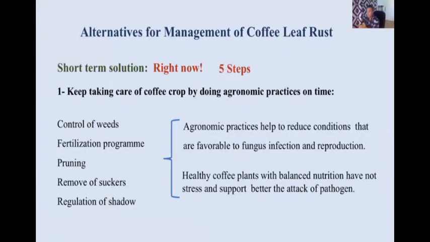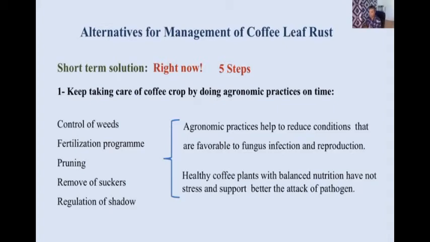So now, alternatives and short-term solutions. What we can do right now, I recommend five steps that we have to do as soon as possible. One is to keep taking care of the coffee crop in the same way we are doing. Just be aware that we have to control the weeds, make a program of fertilization, pruning, removing the suckers, and regulation of the shade. All of these activities together are not going to control the disease, but they are going to make the environment more negative for the development of the disease.